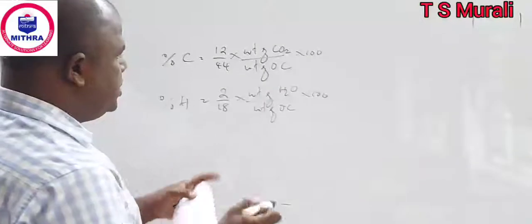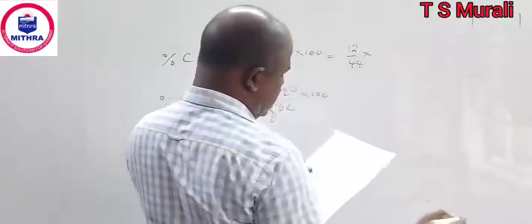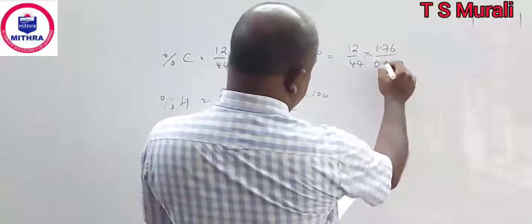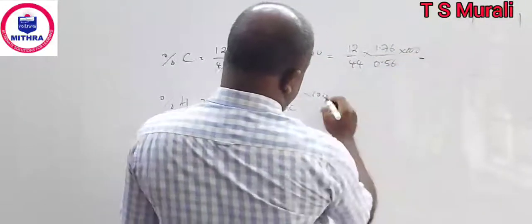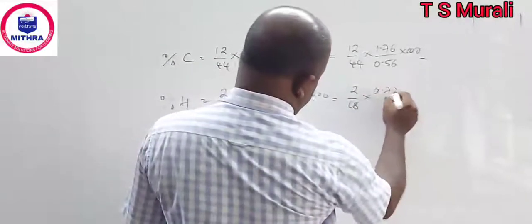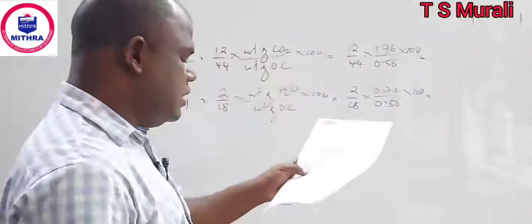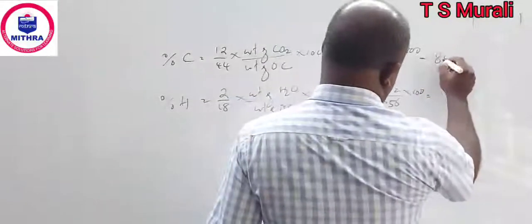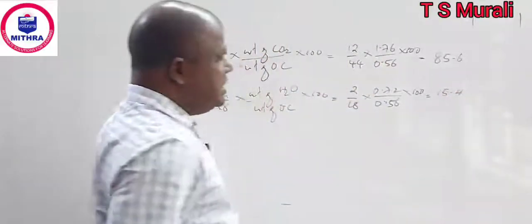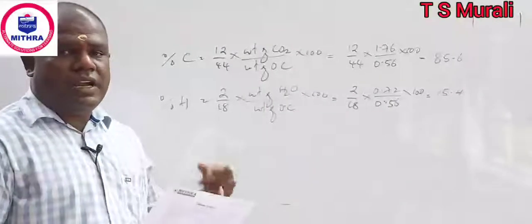Agree? So I am substituting the weight of carbon dioxide. 12 by 44 into 1.76 divided by the weight of organic compound, 0.56, into 100. And 2 by 18 into the weight of water, 0.72, divided by 0.56 into 100. The answers come around 85 point something, 85.6 or 7 like that, and the next one comes around 15.4. These are respectively the percentage of carbon and hydrogen. You can proceed only after getting this answer.